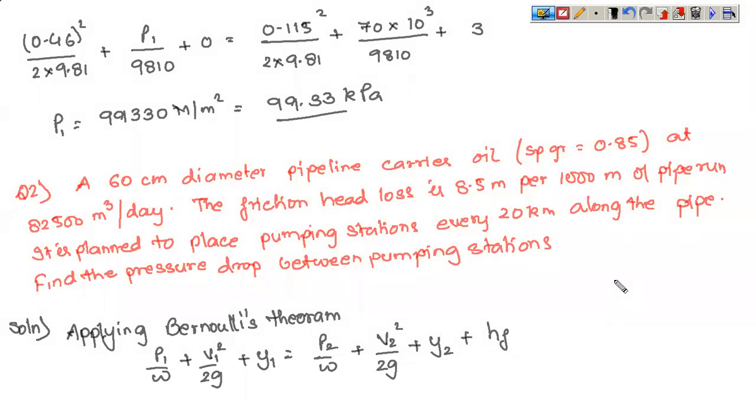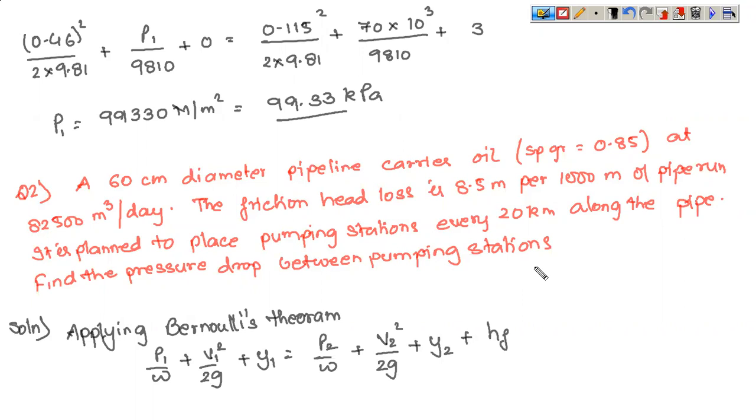Now let us see the second numerical. Second numerical is: a 60 centimeter diameter pipeline carries oil whose specific gravity is 0.85 at 82,500 meter cube per day. The friction head loss is 8.5 meters per 1000 meters of pipe run. It is planned to place pumping stations every 20 kilometers along the pipe. Find the pressure drop between pumping stations.